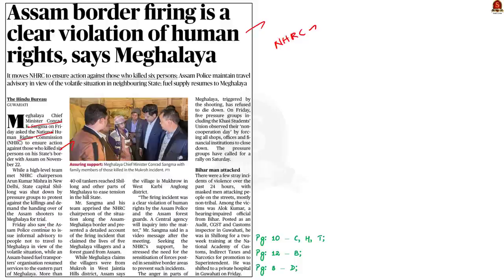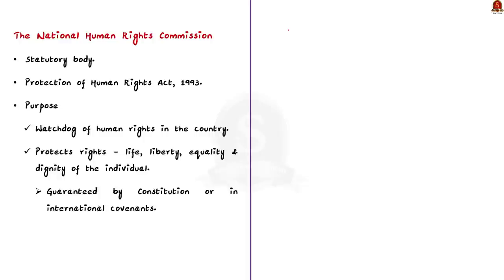In this context, let us learn some points about the National Human Rights Commission. See, the National Human Rights Commission is a statutory body and it was established by an act called the Protection of Human Rights Act 1993. Now, what is the purpose of this commission? See, the commission acts as the watchdog of human rights in the country. Here, the rights relating to life, liberty, equality and dignity of an individual are taken into account. Because these rights are guaranteed by the constitution and they are embodied in the international covenants. This is about the purpose.